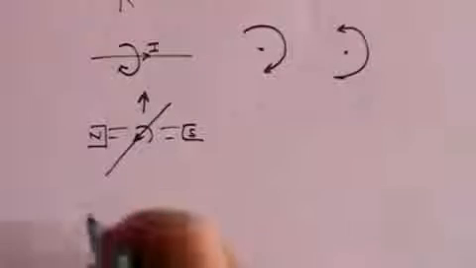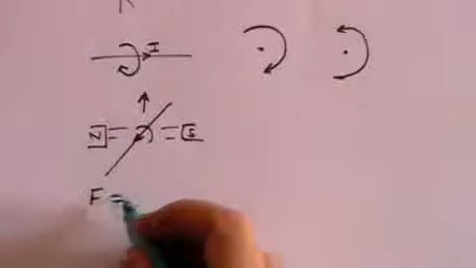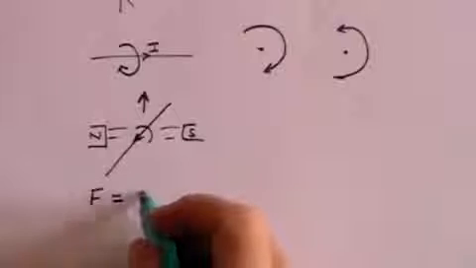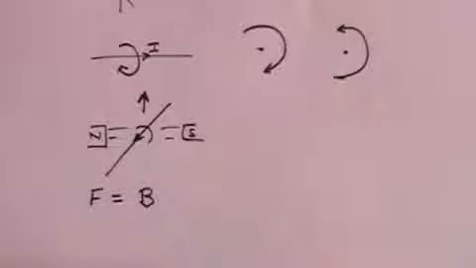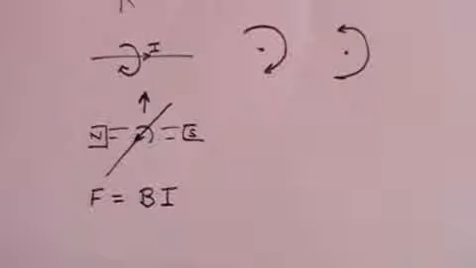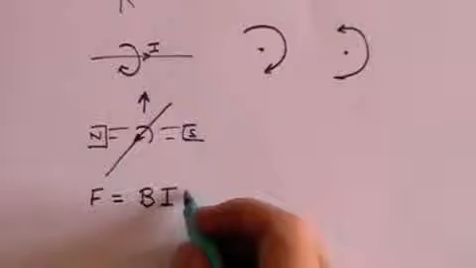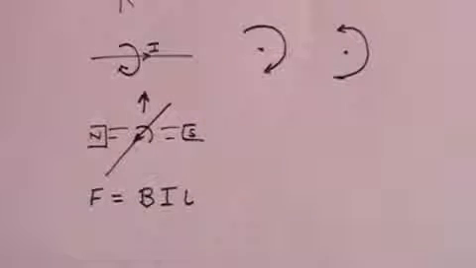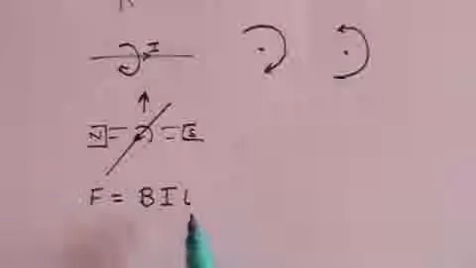What is the value of that force? Well, the force is equal to the strength of the magnetic field, which we use the letter B to represent, multiplied by the current flowing in the wire, which is I, multiplied by the length of the wire, which is L. And it's important to notice that that L is not the entire length of the wire, but the length of the wire that is in the magnetic field.